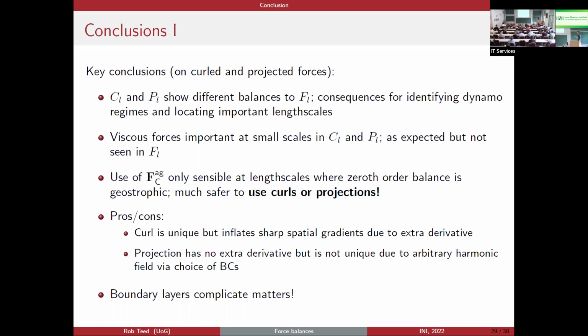The pros and cons of each: the curl is unique. You can just calculate it. It's simple, it's unique, but it inflates sharp spatial gradients due to an extra derivative. That's particularly an issue in the boundary layers, although I didn't get a chance to speak about it. The projection has no extra derivative, so it's in some sense the same order as the forces, but it's not unique because there's an arbitrary harmonic field which comes in by the choice of the boundary conditions.